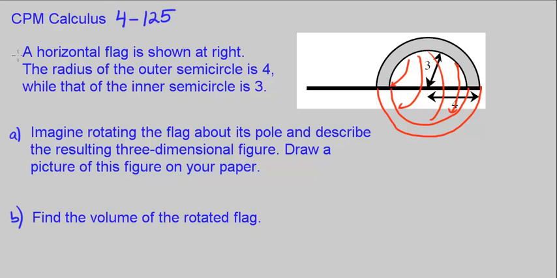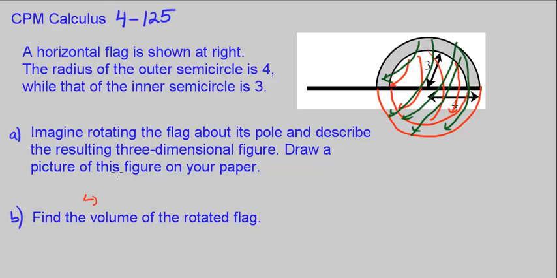Let me use a different color for outside. So here is the sphere. We have a thickness to the sphere, and inside the sphere we have an empty hollow hole. Okay, so there's my picture, and let's describe it.